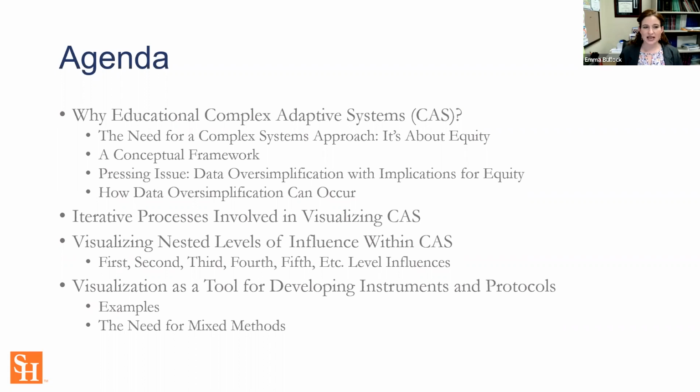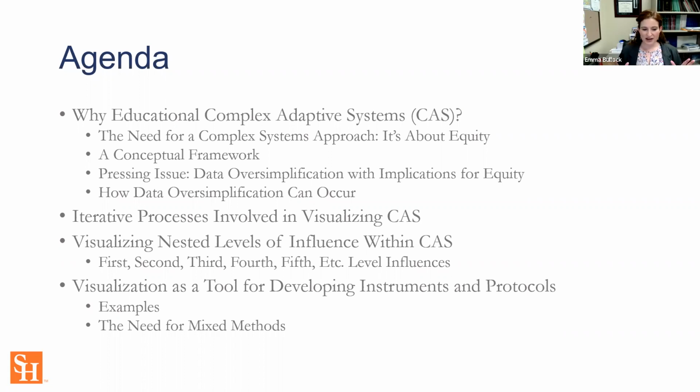Then I want to present a conceptual framework that I'm going to build on to deal with the pressing issue of data oversimplification and what the implications of data oversimplification are for equity, and talk about how data oversimplification can occur. The purpose of that is to start to give us some language to help us justify to those that we come into contact with the need for complexity and why it's important.